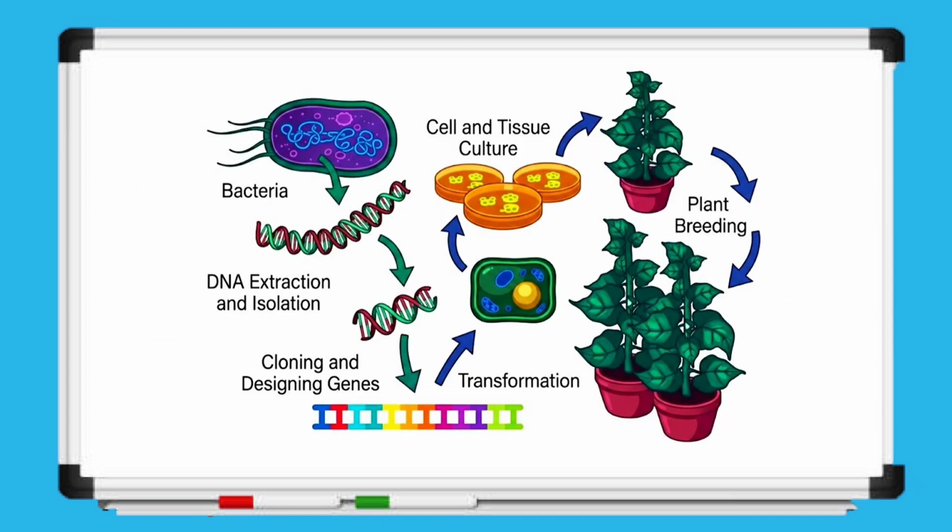As you can see in the diagram, the process of agricultural biotechnology begins with identifying and extracting a useful gene from a source organism, such as bacteria. This gene is then modified and inserted into plant cells. These modified cells are grown in controlled conditions to develop into small plantlets, which are later grown into full plants. Through further breeding, the desired trait becomes stable and is passed on to future generations. This process allows scientists to develop crops with useful traits such as pest resistance, herbicide tolerance, and improved nutritional value.